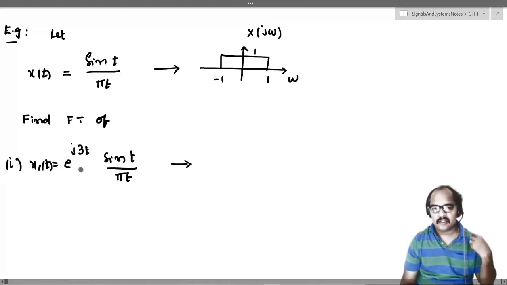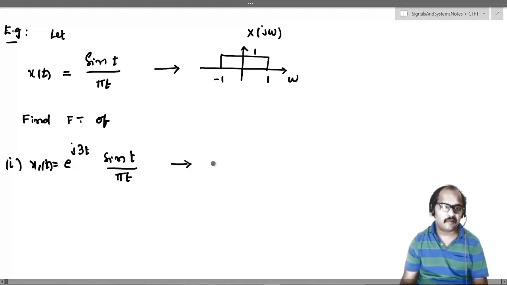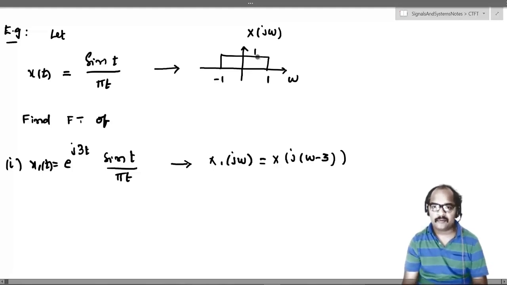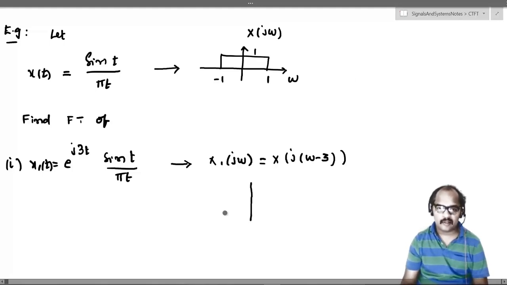This is looking like e power j omega naught t x of t. So this will have what as its Fourier transform? x1 of j omega, which is equal to x of j omega minus omega naught. But what is omega naught? It is 3. So you have to shift the Fourier transform to the right by 3 units. So let us plot that.